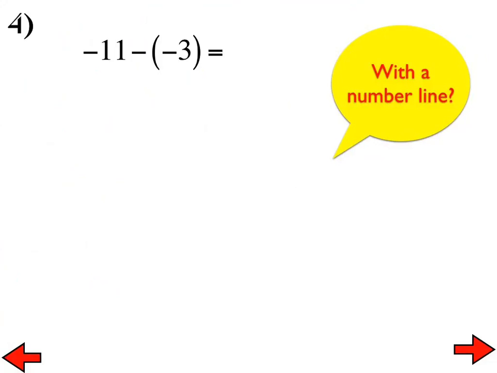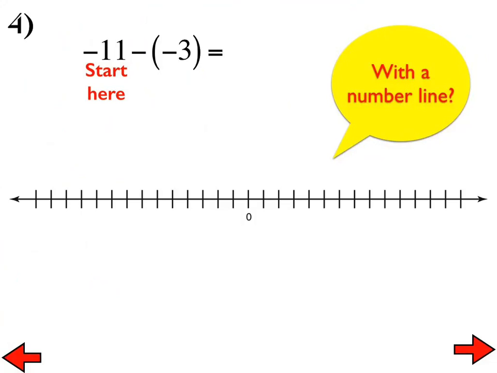Obviously, we will be starting at negative 11. But what's different about this problem compared to number 1, number 2, and number 3? What is different about it? There's another negative sign. Okay, so how does that affect the direction that we're going? You have to do the same kind of thinking that we thought about when we were adding. But how does that affect which direction we're going?